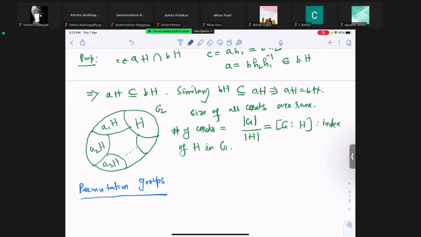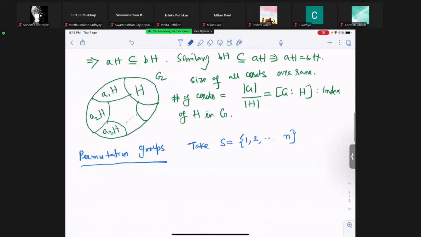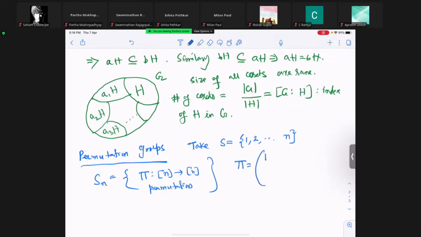So take the set of 1 to n. What is a permutation group? You collect all the permutations from n to n. These are permutations. So pictorially, a permutation can be nicely denoted by 1 to n. There should be some number where it maps.